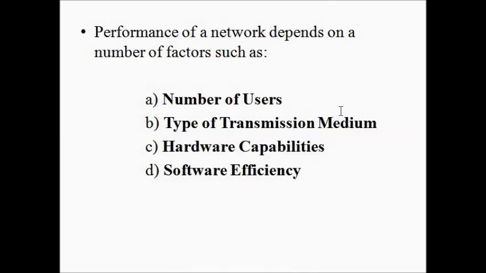The condition of the wires or cables affects performance. Next is the hardware capabilities, which means the condition of the devices that are connected to form the network. Next is the software efficiency, which means the program, the coding, the software installation done in each of the devices. So all these factors affect the performance of a network.